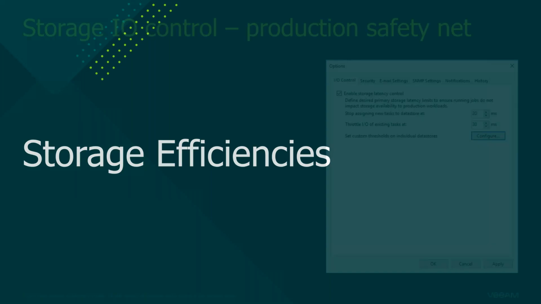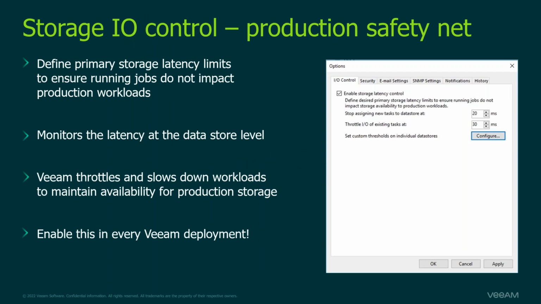In storage efficiencies, first is storage IO control. What is storage IO control? Basically, it monitors the latency at the datastore level. When we are doing image level backups, recovering multiple VMs, or taking backups of multiple VMs at the same time, whenever I take a snapshot, one delta file is created on the datastore and the VM goes into a freeze state. So whenever we do an agentless, snapshot level backup, of course there is some latency on the datastore.